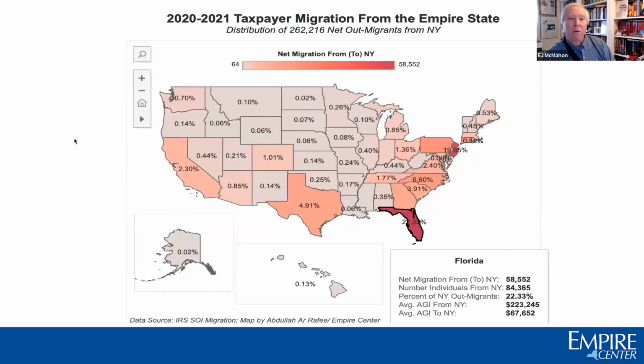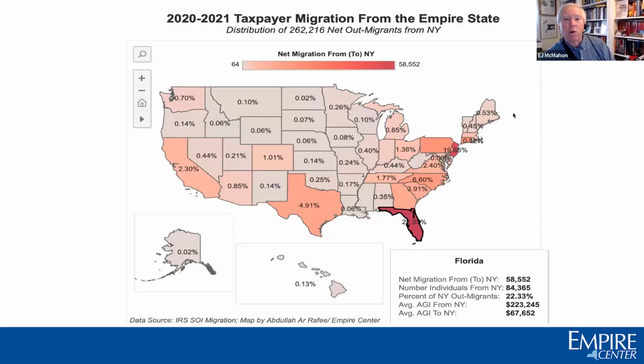Here's the migration flow in the first pandemic year that the IRS data show. Remember, the IRS hasn't released 21 to 22 yet. That's coming out next spring. This is, again, an old story. The main destination state, in terms of net migration from New York, was Florida. The second most common destination state was New Jersey. In fact, our neighboring states combined drew more people than Florida or the immediately neighboring states in the Southeast. But the Florida number has gone up, and there are other aspects of the Florida number that are worth looking at.